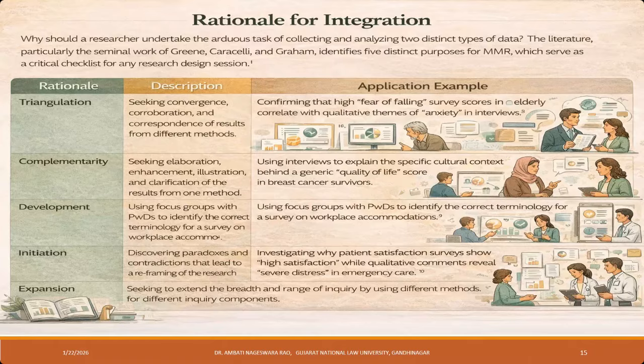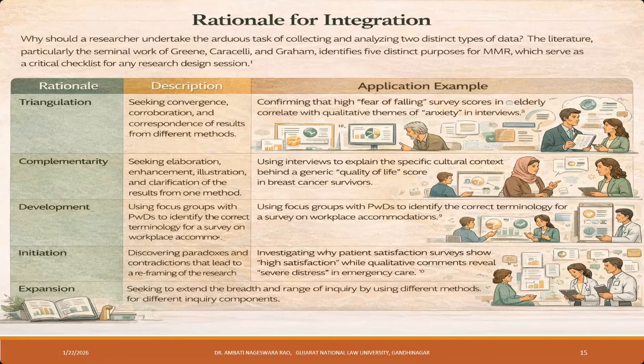What are the reasons for integrating both quantitative and qualitative research work? First and foremost is triangulation. What is triangulation? As a researcher, if I'm using more than one method, like a quantitative method and a qualitative method, I just want to support my quantitative findings with the help of qualitative research work. Or it can be vice versa. I want to support my qualitative findings with the help of quantitative work. In that case, I'm going to use mixed method research for triangulation.